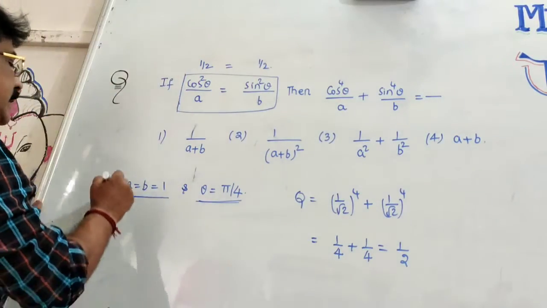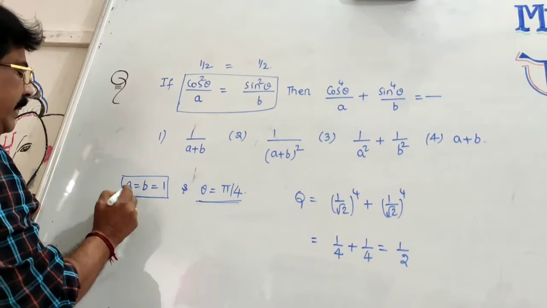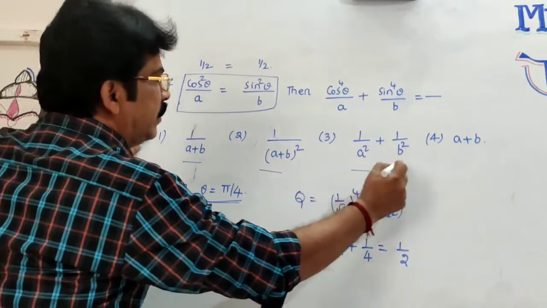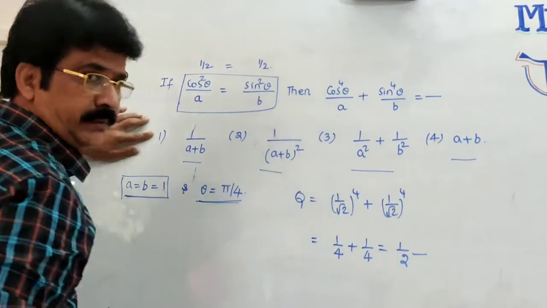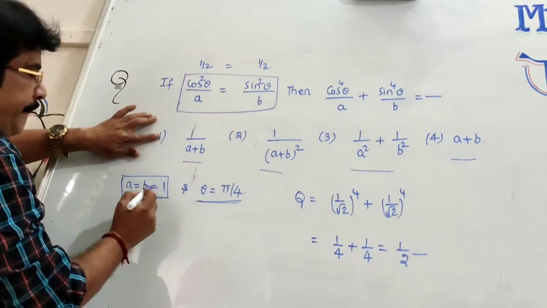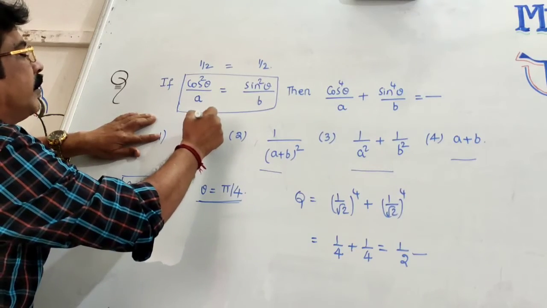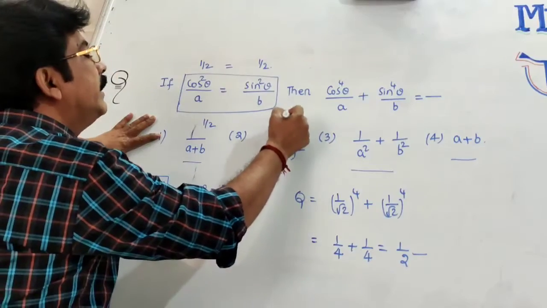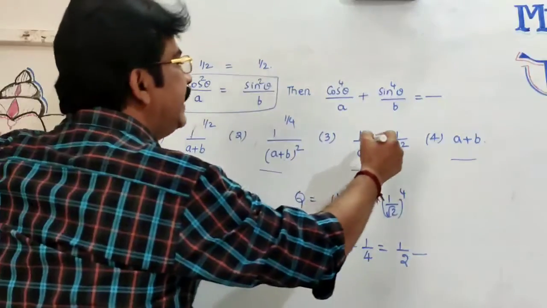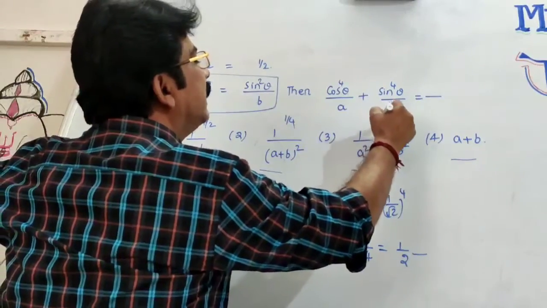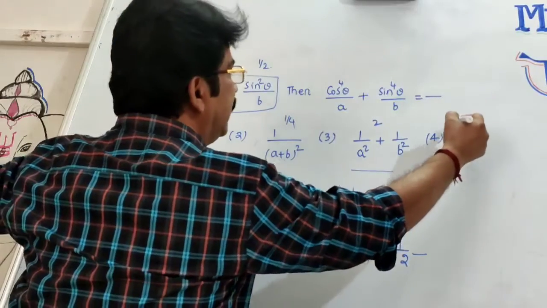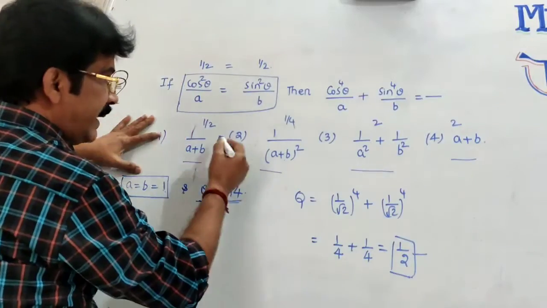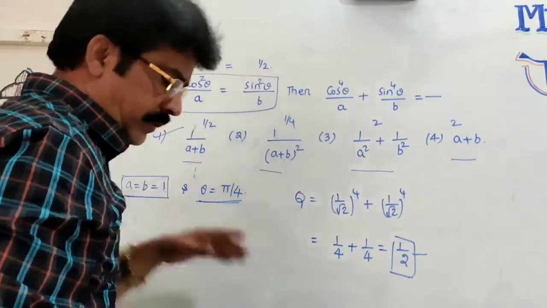So 1 by 4 plus 1 by 4 is equal to 1 by 2. Next, A equal to 1, B equal to 1. By putting A value 1, B value 1, which option gives exactly 1 by 2? Let us see. First option gives 1 by 2. Then what about the second option? It is 1 by 4. Then it is 1 plus 1, it is 2. Next, A plus B, it is also 2. So our answer is 1 by 2. Where is 1 by 2? In the first option. Therefore, the first option is right.